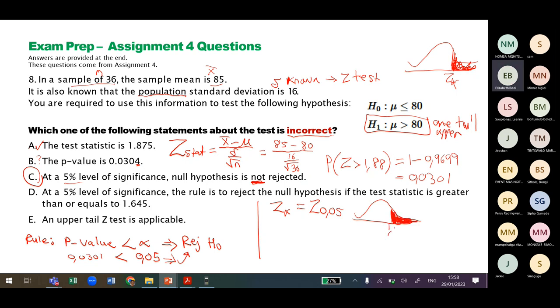It is 1.645. If it falls here, we reject the null hypothesis. And that's how you will know that this statement is correct, and that's how you will validate that an upper tail Z test is applicable. We did state that in the beginning there, right there.